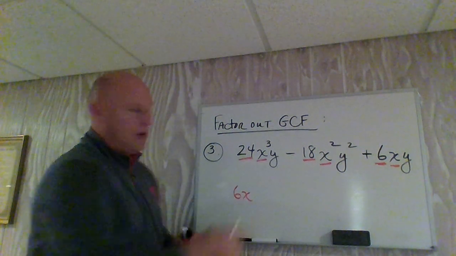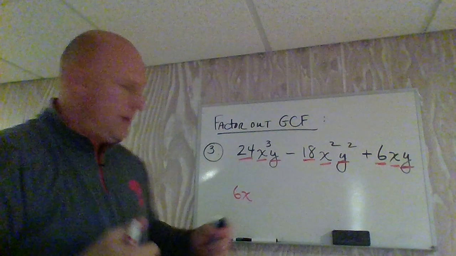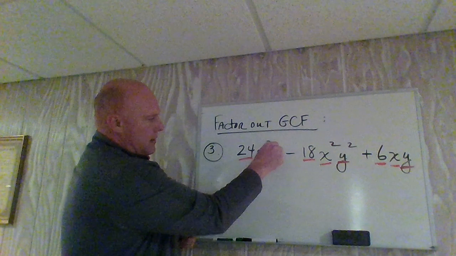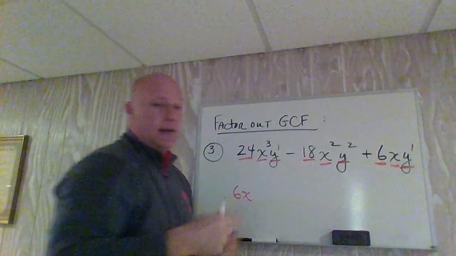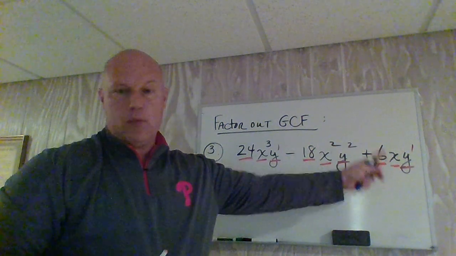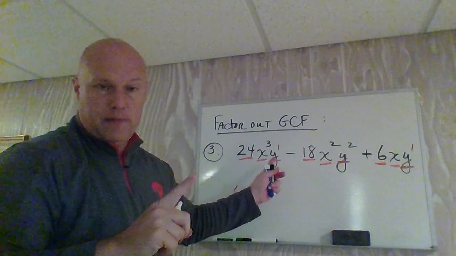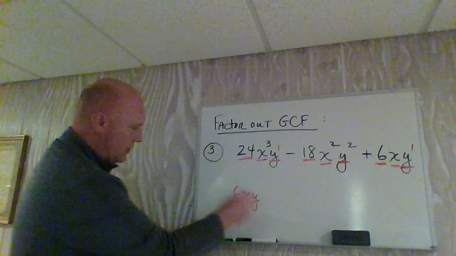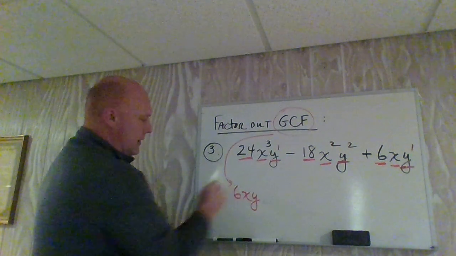Now let's talk about the y's. They all have a y variable. So we have to pull that out and include that into our greatest common factor. So this has 1y because an exponent of 1. This has 2y's, and this also has 1. So the greatest number of y's that each one of these terms has in common would only be 1. Even though this has 2, these two only have 1. So you would take out a y. So 6xy would be your greatest common factor.